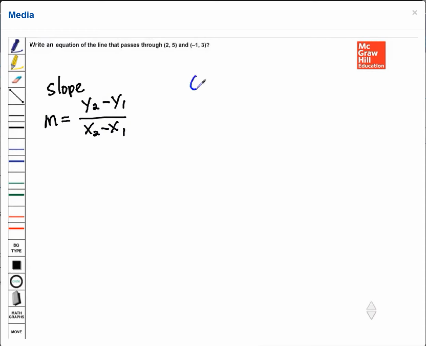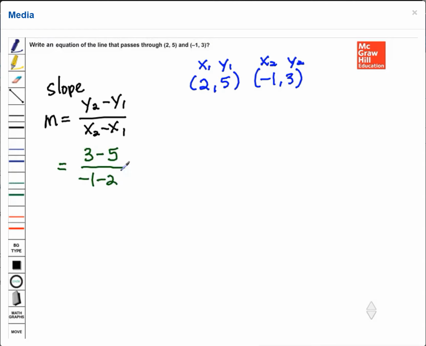We have points which are (2, 5), which we'll label as x1 and y1, and (-1, 3), which are x2 and y2. So we'll have a slope, which is 3 minus 5 over -1 minus 2, and that is equal to -2 over -3, which equals 2/3. So we have a slope of 2/3.